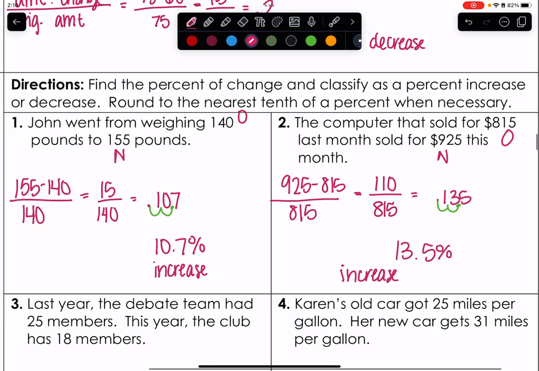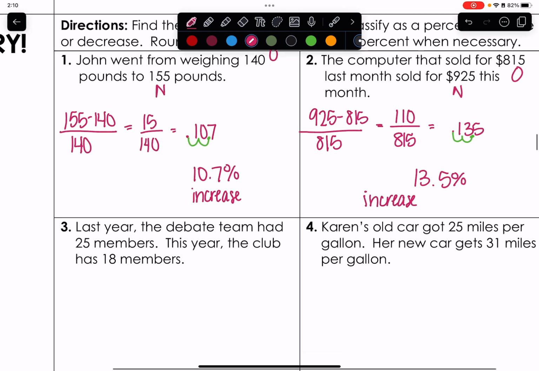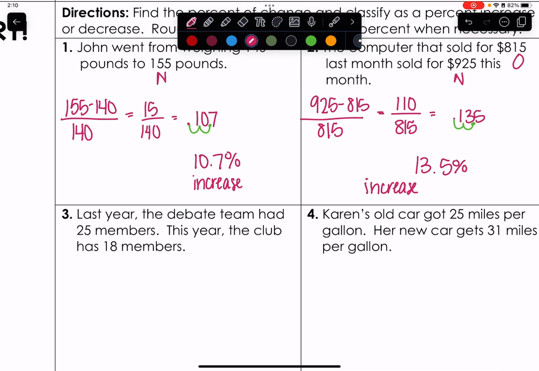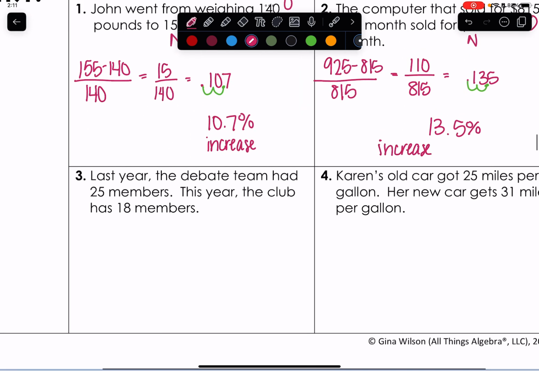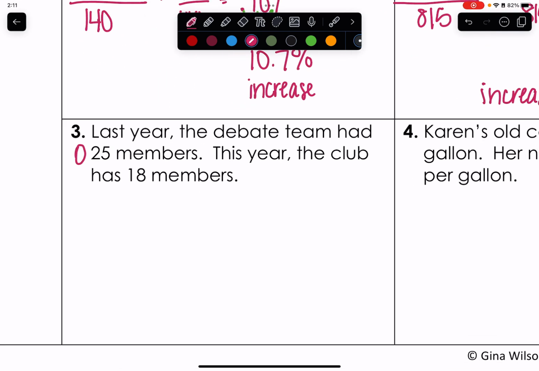Okay. So then number 3, last one that I'll do with you, and you'll try number 4 on your own. So this one, we have a debate team. Last year, they had 25 members. This year, we have 18 members. So the original number of members was 25. So I'm going to put an O next to that. That was what I started with. My new number, my current number is 18. So we can already tell we've decreased in members.